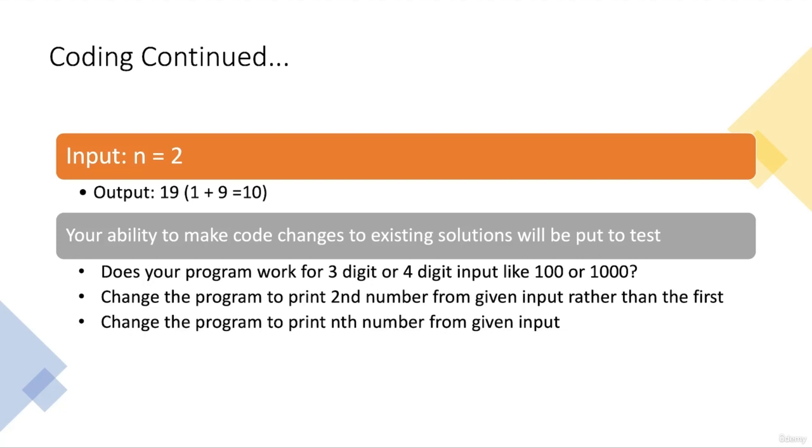Every time I cannot keep on changing, right, to the second number or third number from the given input of the user. So maybe you can accept the input from the user itself: do you want to print the second number whose sum of the digits is 10 or the third number whose sum of the digits is 10? So you can make the changes to the program accordingly.